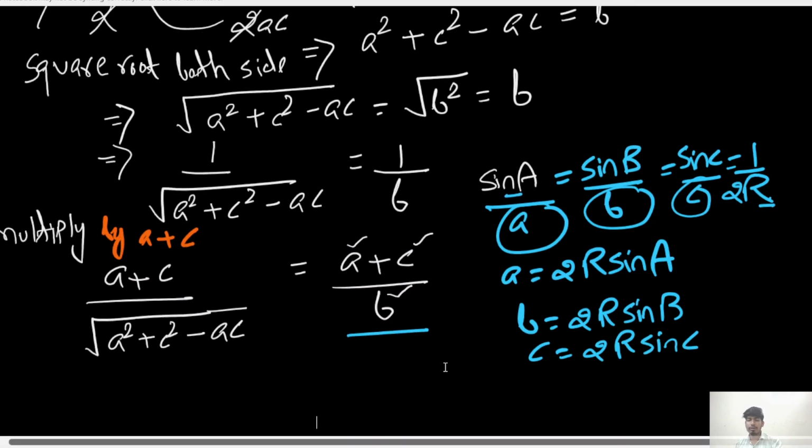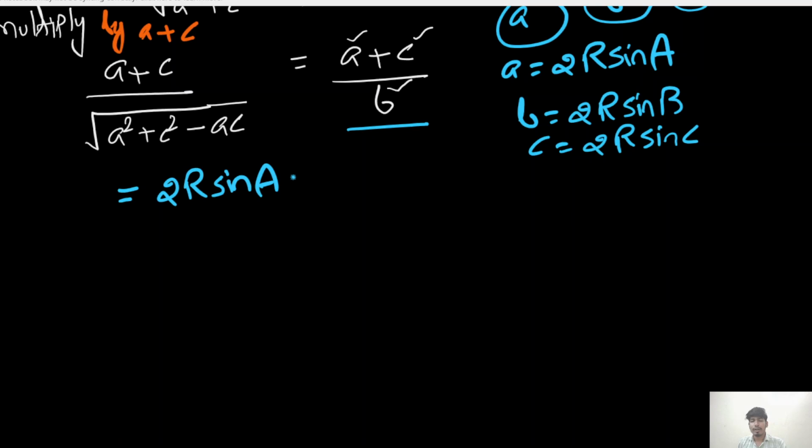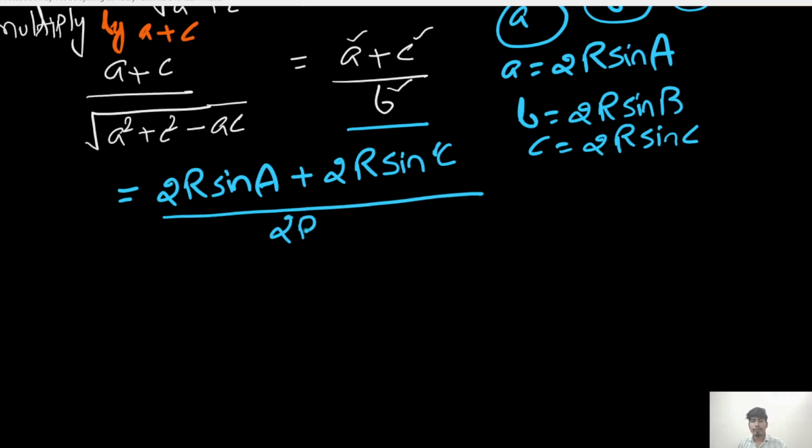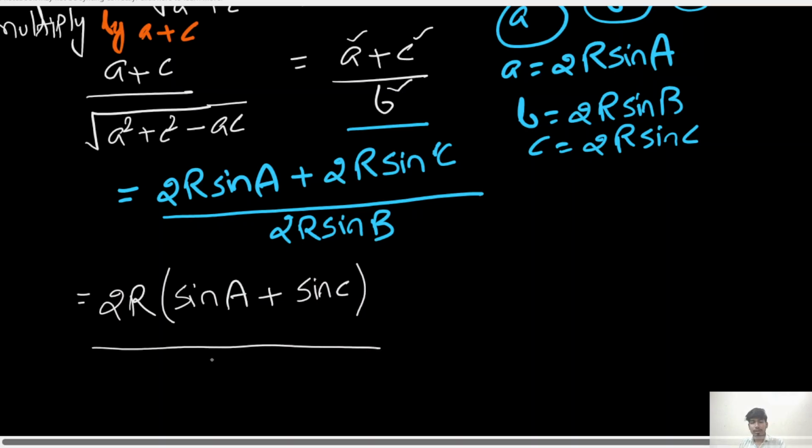Okay, then what do we get? Put the values of A, B, C here. We get 2R sine A plus 2R sine C, upon 2R sine B. Okay students, then you can do what? Take 2R common from numerator and denominator. Then here 2R (sine A plus sine C), and here 2R sine B. Then 2R cancels by 2R, and apply the formula of sin C plus sin D.